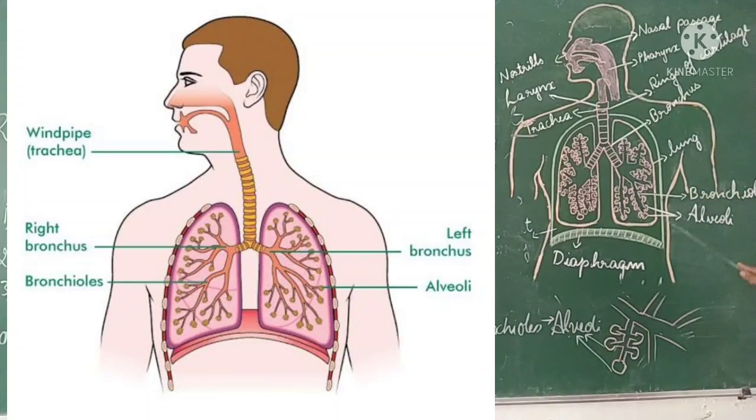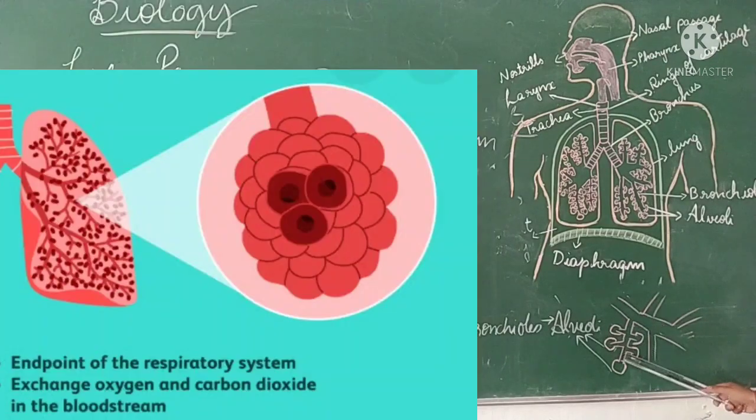Alveoli is the most important part of this respiratory system because it is here that the exchange of gases takes place. The actual exchange of gases happens through the alveoli. It looks like a bunch of grapes. If you look at the enlarged picture here, the bronchus is branching into bronchioles, and at the end of the bronchioles you can see the small air sac-like structure called alveoli.